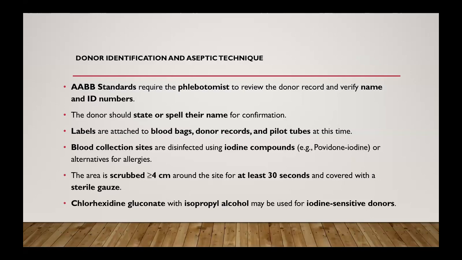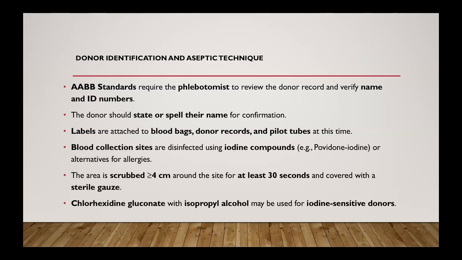Blood collection sites are disinfected using iodine compounds or povidone iodine or any other alternative, because some donors can be allergic to povidone iodine. The area must be scrubbed at least 4 centimeters around the site for at least 30 seconds. The scrubbing should be continuous for 30 seconds, and then the site must be covered with sterile gauze until the collection is complete. In most cases, we do it. Sometimes we don't, but it's a good practice.